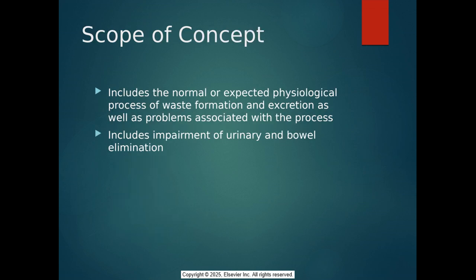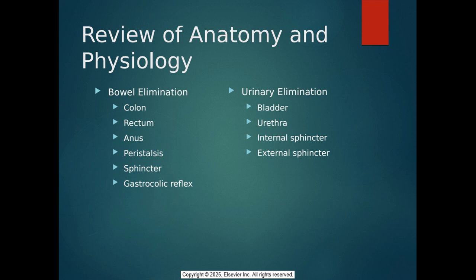Scope of concept includes a normal expected physiological process. I did talk about the urinary impairments as well as problems. Review bowel. So we're going to focus on urinary elimination. So I talked about the bladder, the urethra, internal and external sphincters. So sphincters are, I'm trying to give you an example, usually circular in motion. They're muscular in composition, and they squeeze and open to move product from A to Z.